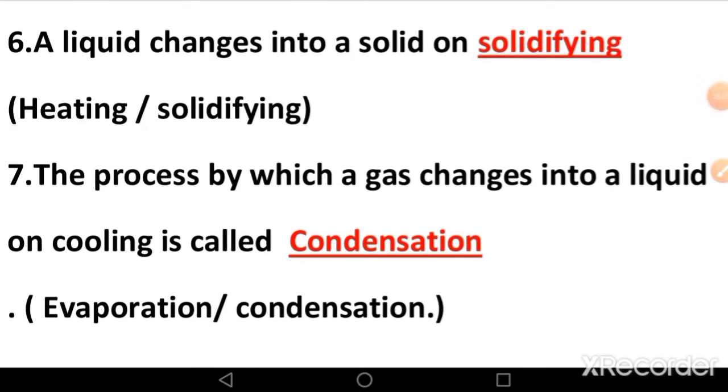Seventh, fill in the blank. The process by which a gas changes into a liquid on cooling is called? Options are evaporation and condensation. The answer is condensation. For example, when you hold a cold steel plate over a pot of boiling water, you will see tiny drops of water condensing on the plate. Means through condensation, we can change gas into a liquid.